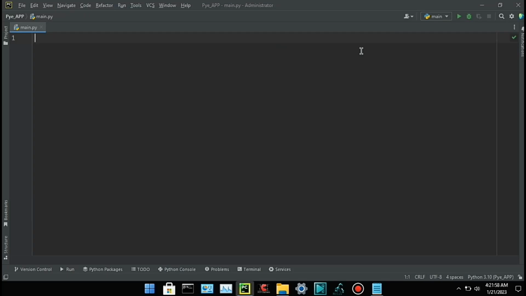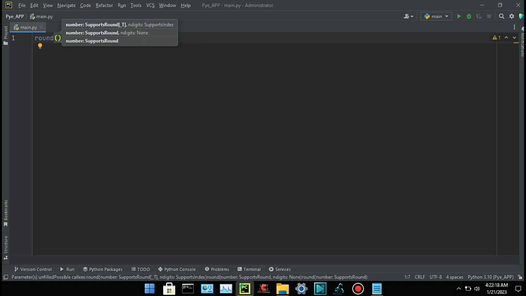Hello, in this tutorial, we are going to be learning about Python numbers. In this lesson, we are going to know some useful methods or functions that can be used to work with numbers. So first of all, an example of a number method is the round function. The round function rounds a number to a particular number of decimal points.